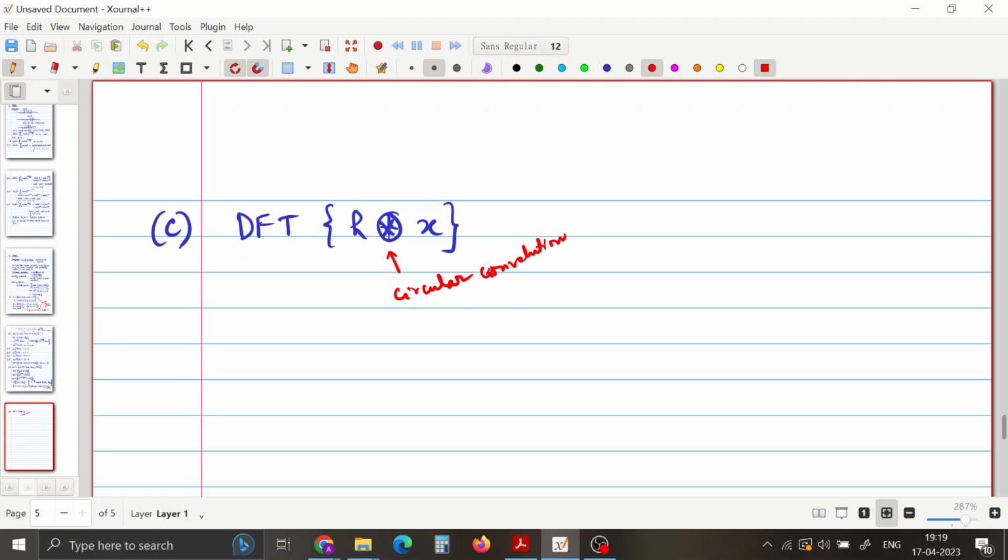All right. Now tell me, how can we simplify this? Remember, we are analyzing the DFT. Circular convolution in the time domain will translate to simple multiplication in the DFT domain.